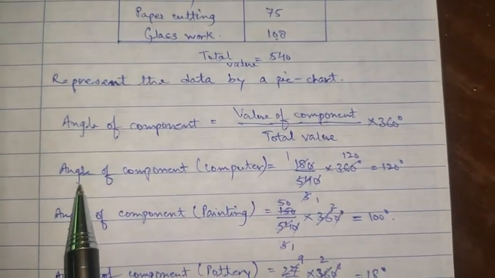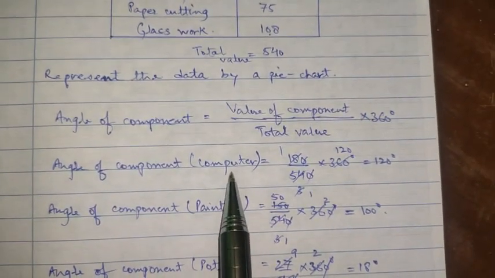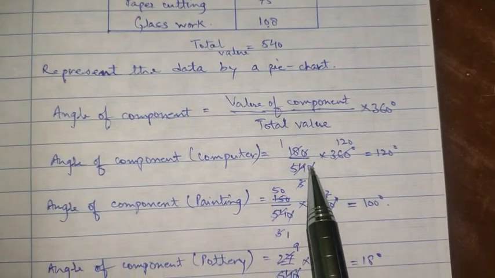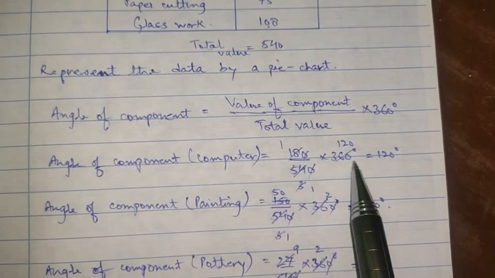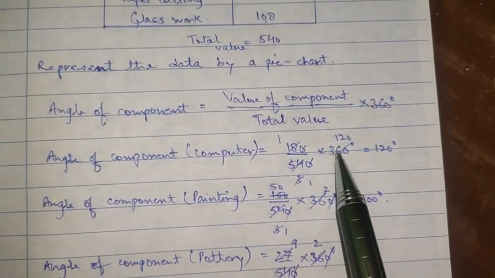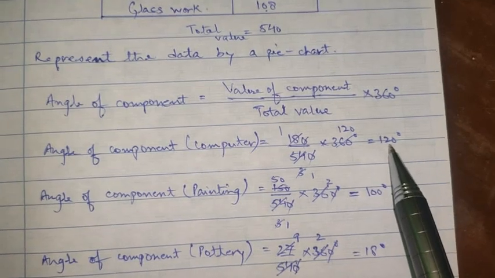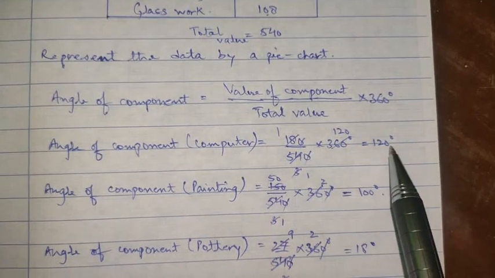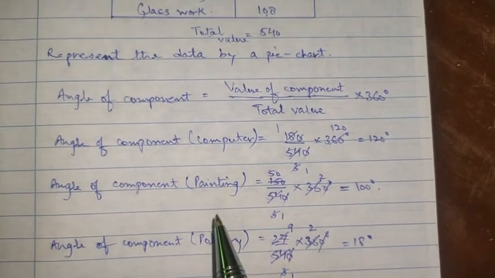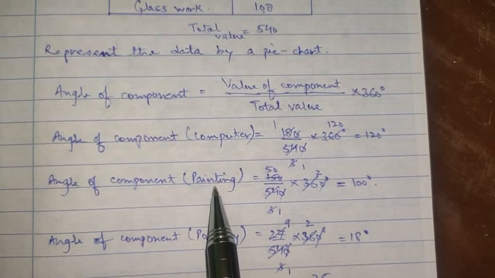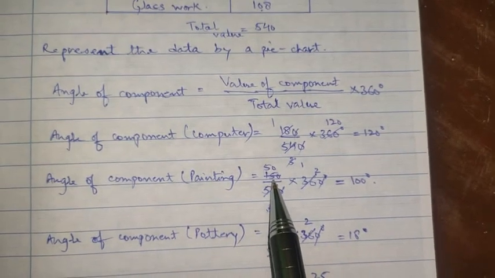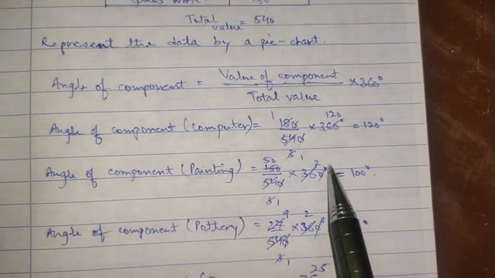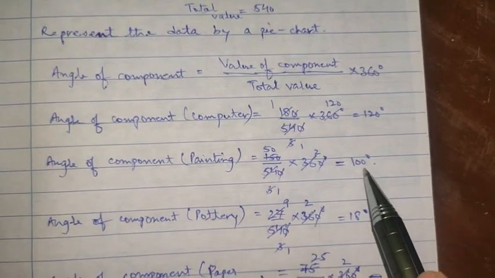For the first hobby, computer, there are 180 students, so I write 180 in the numerator, upon the total number of students, 540, into 360 degrees. On cancelling the terms which can be cancelled, I get 120 degrees. That means the angle of component for computer is 120 degrees. Same for painting: 150 students in the numerator upon 540 into 360. On cancelling, I get 100.